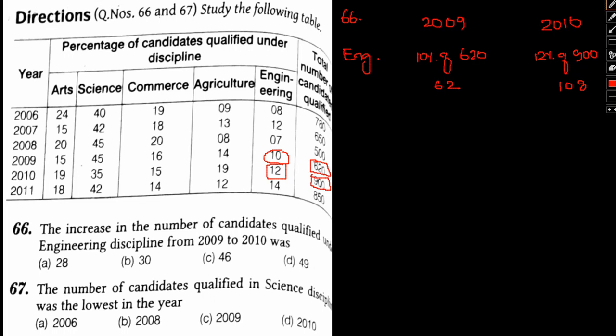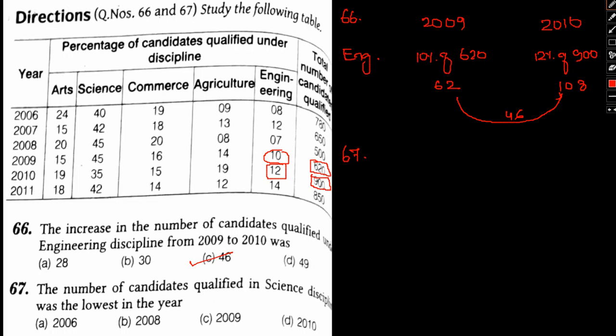So what are we asking? The increase in the number of candidates. So the difference, the increase in this case will be 46. So 46 will be our answer. Pretty straightforward, a pretty easy question. I hope it is clear. Let's move to 67 now.